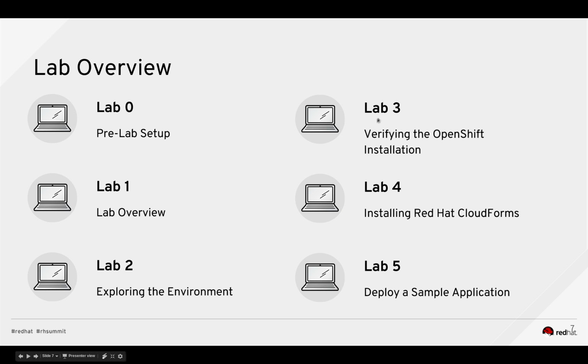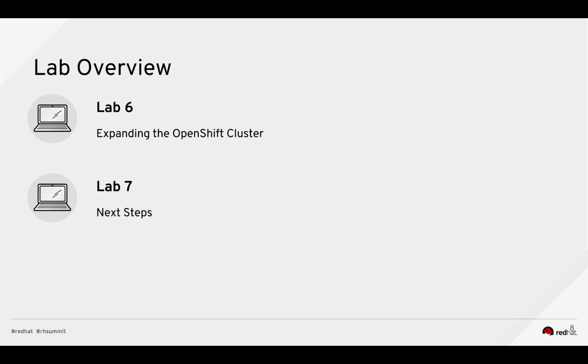And that's Lab 3. We then come in and verify that OpenShift was installed properly. After we do that, then we move on to Lab 4, which is installing CloudForms. And then we switch roles from that of an operator to a developer role. And then we just deploy a sample application just to show them how to use OpenShift very briefly. And then lastly, we look at how to expand.